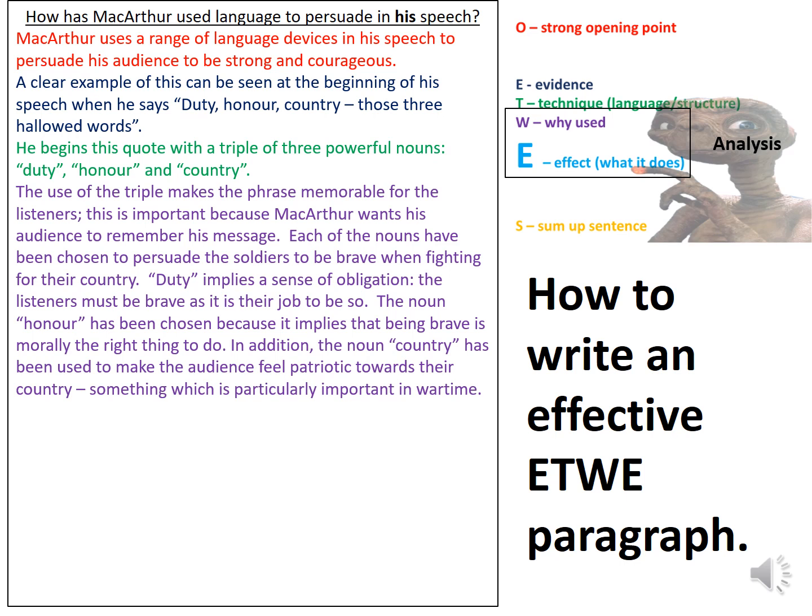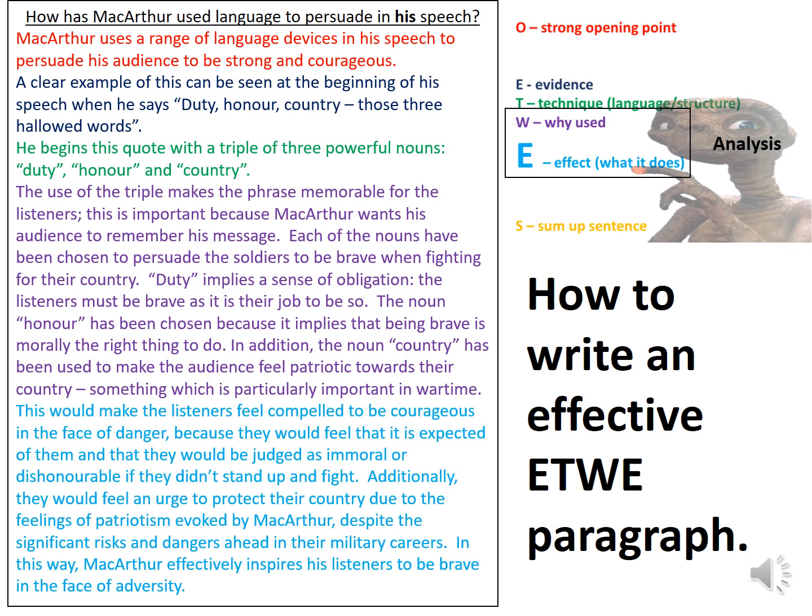Okay, so I've talked about why MacArthur has chosen those words in particular and what some of the connotations may be. I now need to talk about the effect. So, what is the effect on the reader, or in this case the audience or the listeners? This would make the listeners feel compelled to be courageous in the face of danger, because they would feel that it is expected of them and that they would be judged as immoral or dishonourable if they didn't stand up and fight.